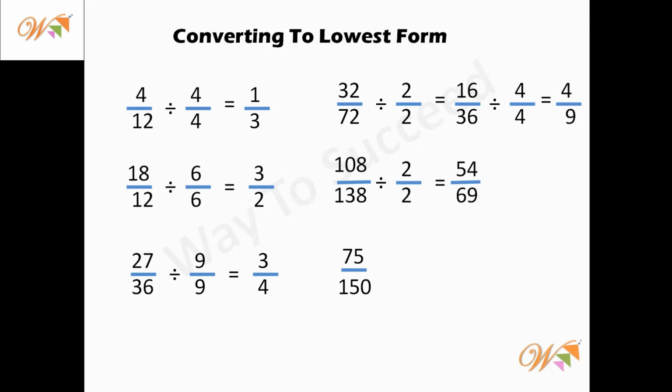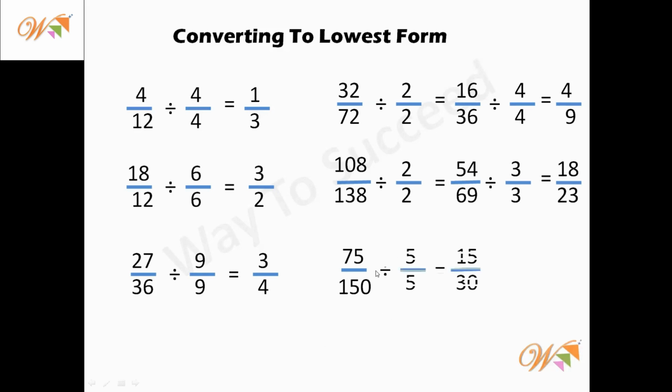So here 108 out of 138. Big numbers. I don't know what is the common factor of 108 and 138. So I divided them first by 2/2. I got the answer 54 and 69. I don't know if 54 and 69 have a common factor, but both of them do not have an even number. So I'm trying to divide them by 3/3. I got 18/23. Now 18/23 cannot have a common factor. So 18/23 is the lowest form of 108/138.